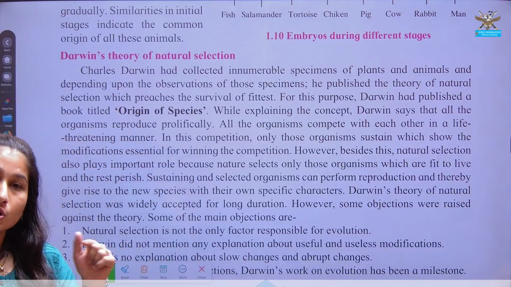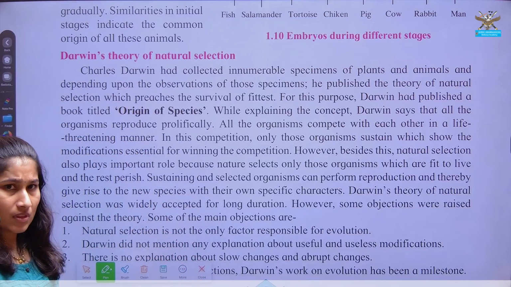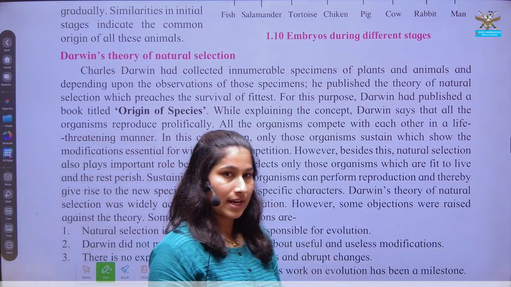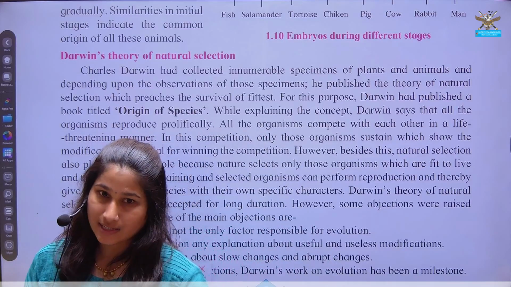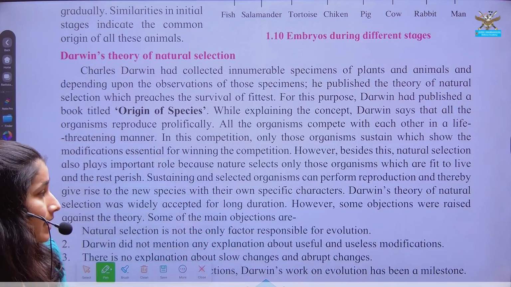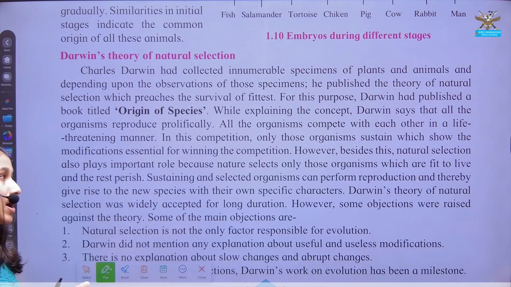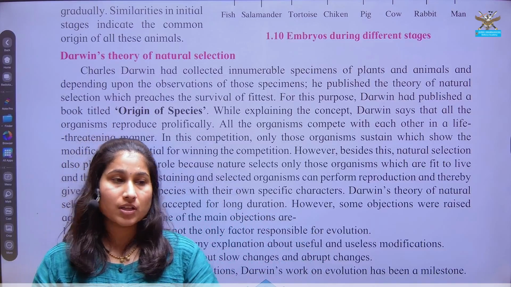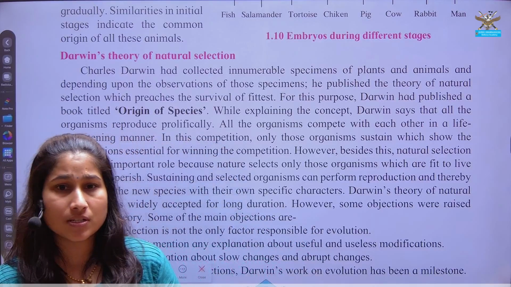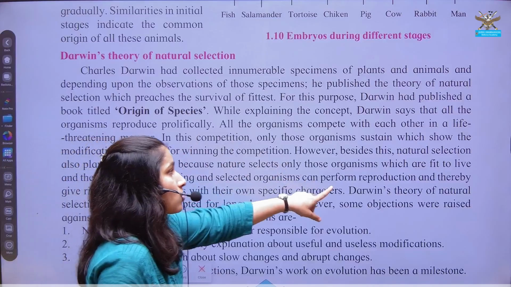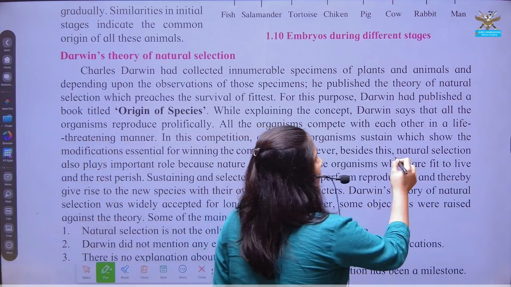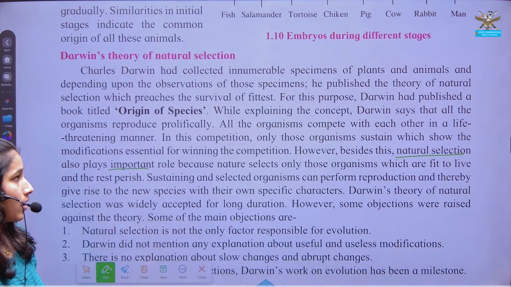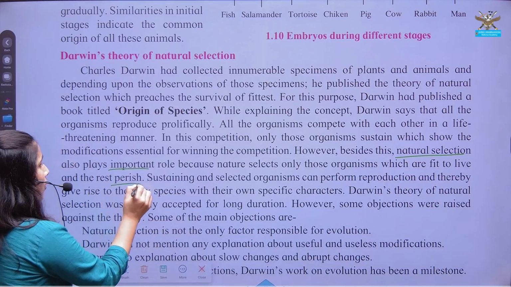And here nature also plays an important role for the sustainability of these organisms, because nature shows different kinds of climatic conditions and environmental conditions. These organisms have to compete with themselves, also with organisms of the same species, just to survive, and nature was also playing an important role. That's why natural selection is an important factor for an organism to live or to perish.